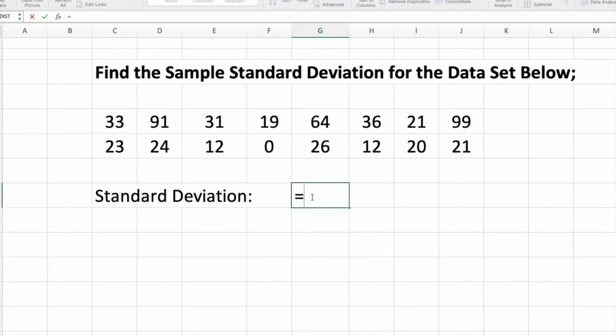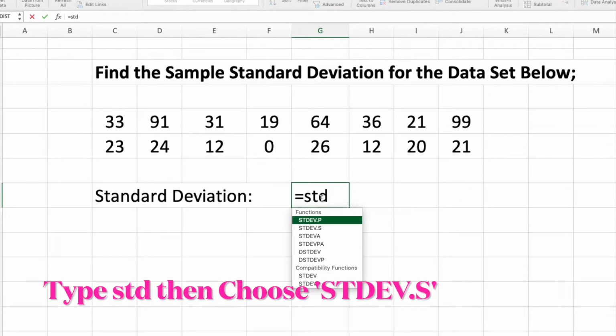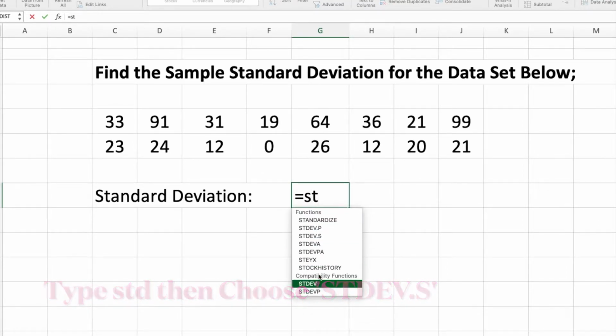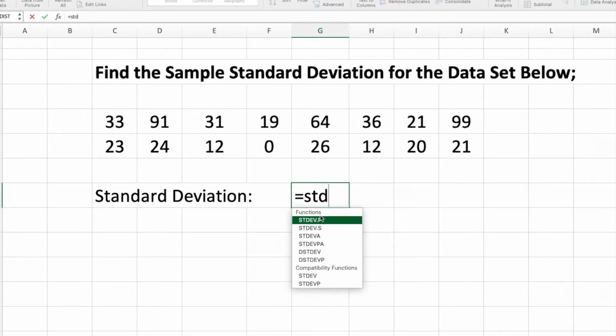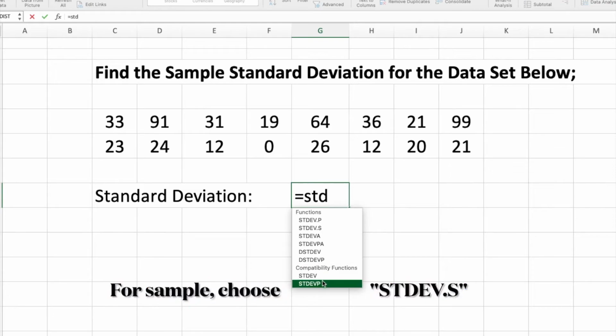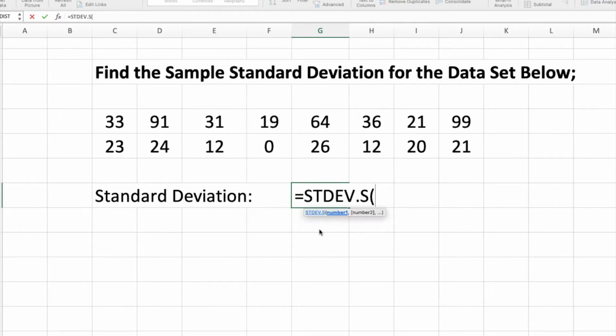And of course, we're looking for STD, standard deviation. I just type in STD. Even as I do this, it gives me some kind of option, but not too much. STDEV is at least the best one: standard deviation for population, and standard deviation for sample. So I'm going to go with the sample one, STDEV.S.